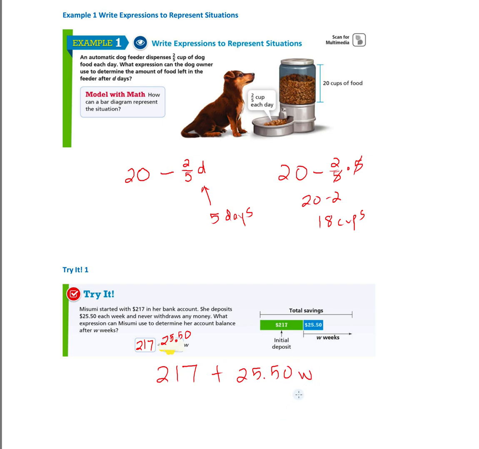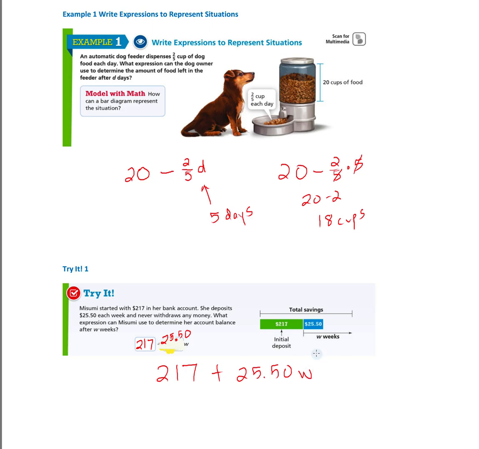And so we could say, okay, after 10 weeks, I could put a 10 in for w, or after a whole year, 52 weeks, I could put in a 52 for the w and see how much money is in the account. So since it was depositing, adding it in there, we put an addition sign. This dog food one, it was taking it out of the feeder, so we put a minus.